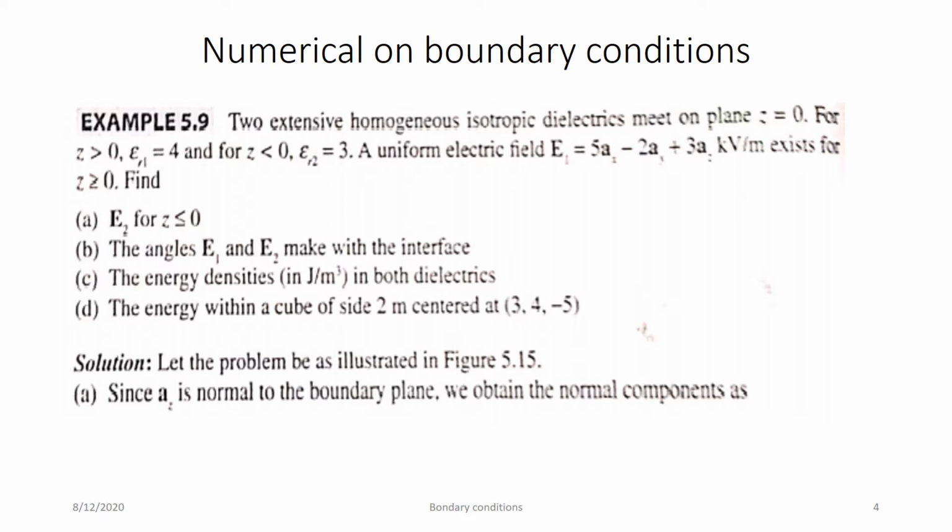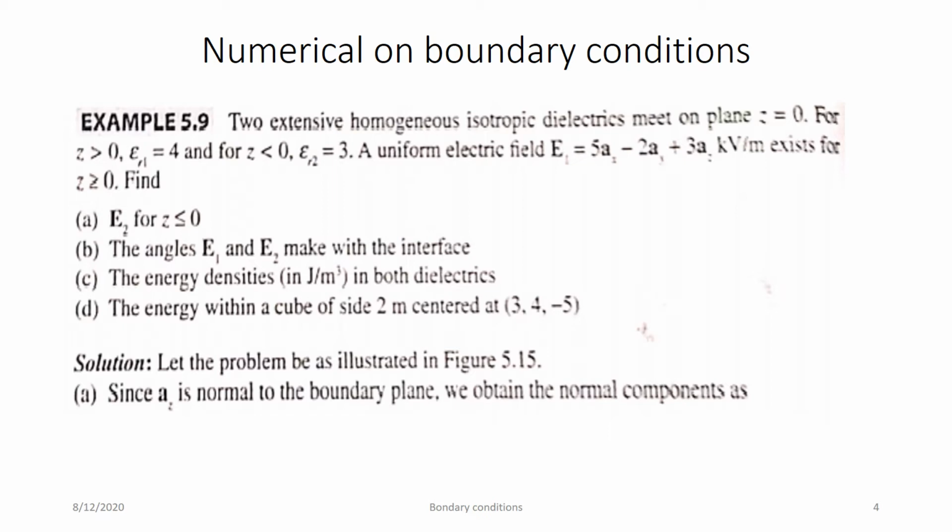So it is not purely homogeneous, it is two extensive homogeneous. And you should be able to define what is homogeneous. Homogeneous means it is totally independent of x, y, z. It's an isotropic dielectric. So what do you mean by isotropic? It has the same direction. What is the meaning of that? It is explained in the next slide.